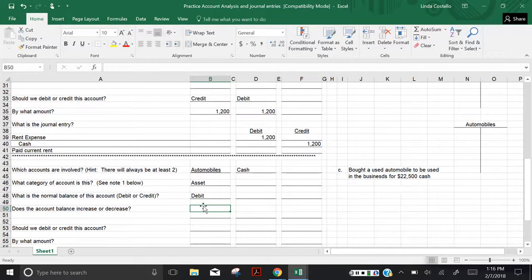Did the balance decrease or increase? Well, before we bought this automobile, we didn't have any automobiles recorded on the books. Now we have an automobile to record on the books, so the balance is going to increase. Should we debit or credit the account? We want to increase an asset account that has a normal debit balance. Therefore, like signs add, we have to debit the account. By how much? $22,500.